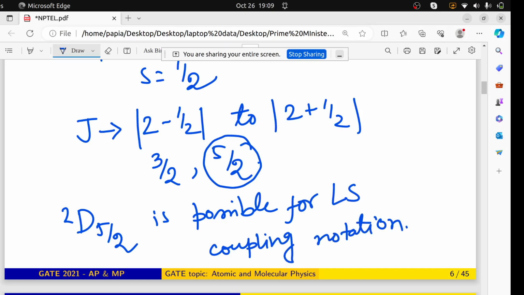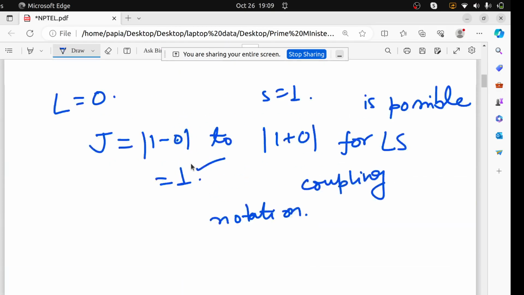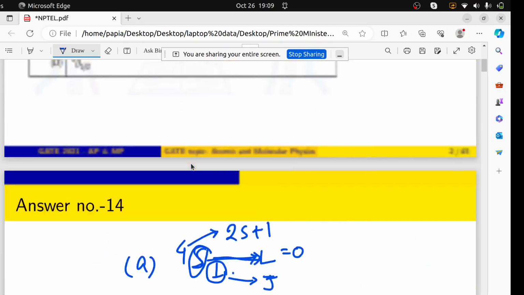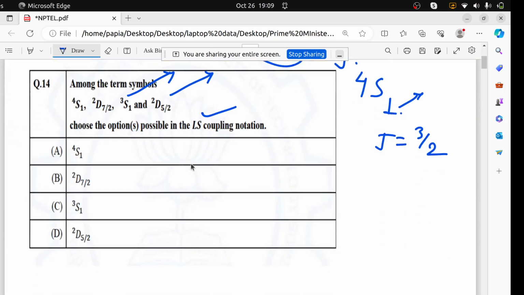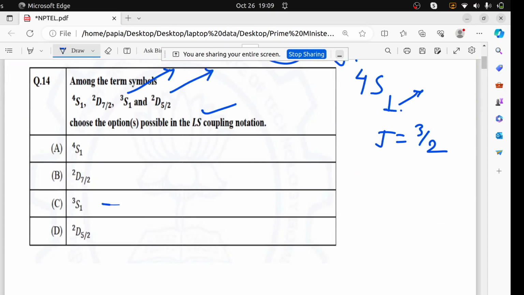notation. Okay. So how many options we are getting as LS coupling notation? This one and this one. So the correct one will be C and D. Okay. If you have any doubt, you can ask me, or otherwise we can go to the next question.